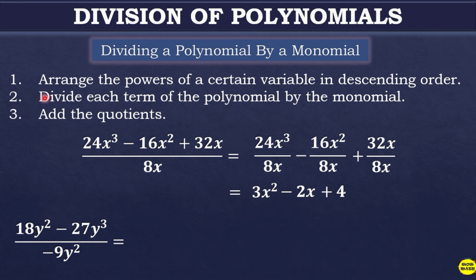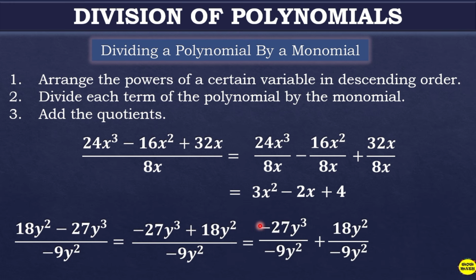So ang first step natin, you have to arrange. Arrange muna. So we have negative 27y cubed plus 18y squared. Arrange muna natin. And then divide na po natin pareho. So divide natin si negative 27 kay ito, yung first term. And then divide din po natin ito.